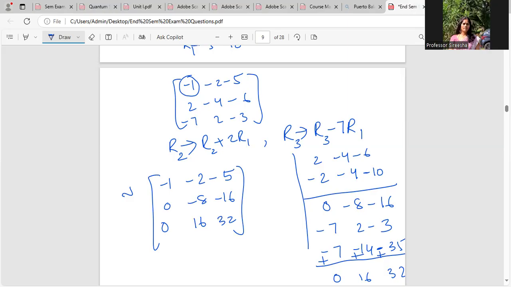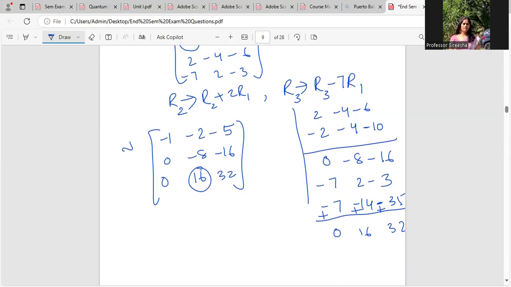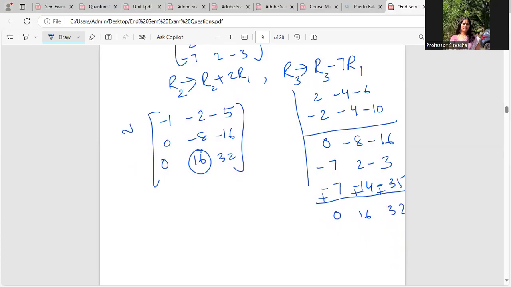One more operation. I want a 0 here. One more operation I'll perform and I'm done with it. I can clearly see there's an 8. So I'll be multiplying 8 with 2 and adding it to 16. Or in other words, R3 would change to R3 plus 2R2.